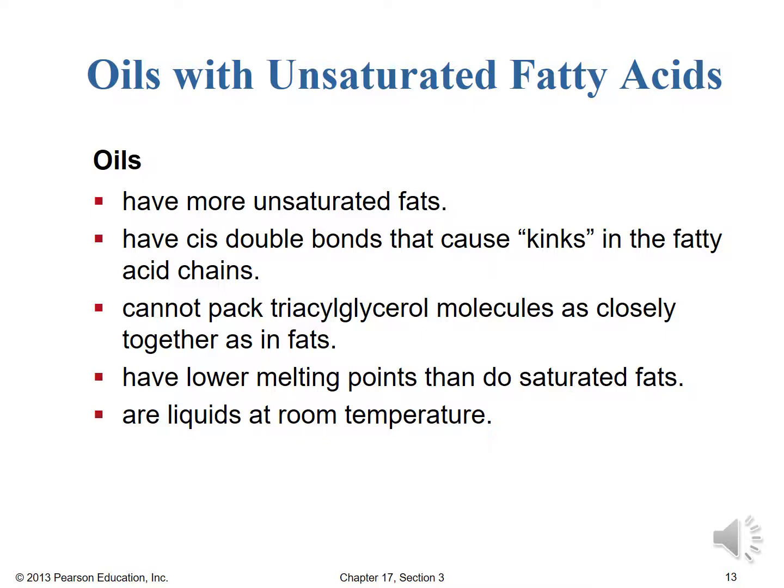So the reason the oils tend to be liquids at room temperature and pressure is they tend to have more unsaturated fats. So the plants tend to have more unsaturated fatty acids that they make into their triacylglycerols. That's also the case that they have more cis double bonds, causing those kinks. When you have the more unsaturated fats, you have more of those cis double bond kinks, and you can't therefore pack those triacylglycerol molecules as closely together as in the more saturated animal fats. So they tend to have lower melting points than do the saturated fats, and therefore they tend to be liquids at room temperature and pressure, with the notable exceptions of coconut and palm oils.